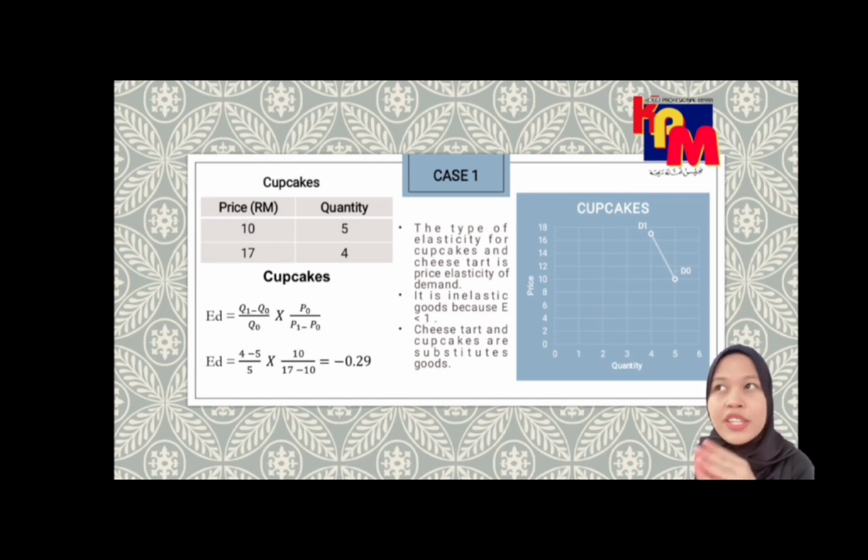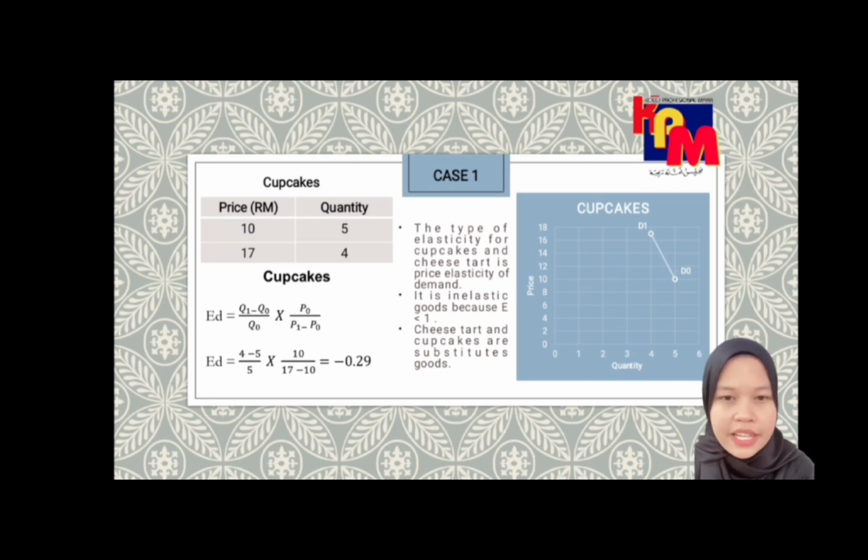The formula is quantity 1 minus quantity 0 over quantity 0 times price 0 over price 1 minus price 0. So we include the price and quantity from the table into the formula. Elasticity of demand equals 4 minus 5 over 5 times 10 over 17 minus 10, and we can get elasticity of demand equal to negative 0.29.